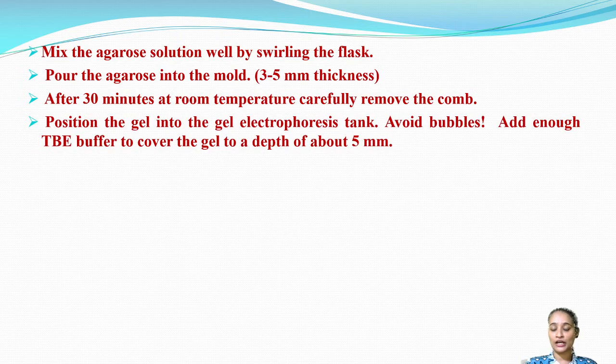Position the gel into the gel electrophoresis tank. After your agarose gel solidifies in the gel tray, you need to take it out and place it into an electrophoretic tank, avoiding bubbles. Add enough TBE buffer to cover the gel to a depth of about 5 mm. We add the TBE buffer so that your DNA will properly travel through the buffer solution.